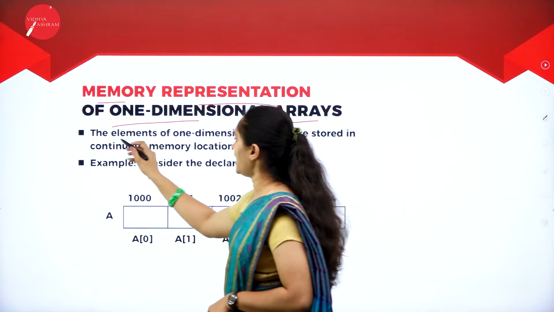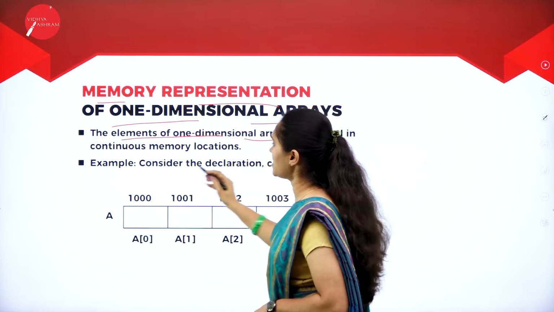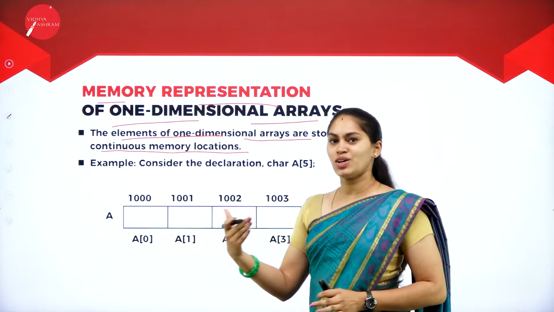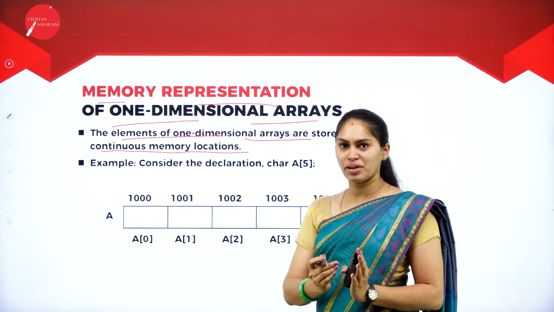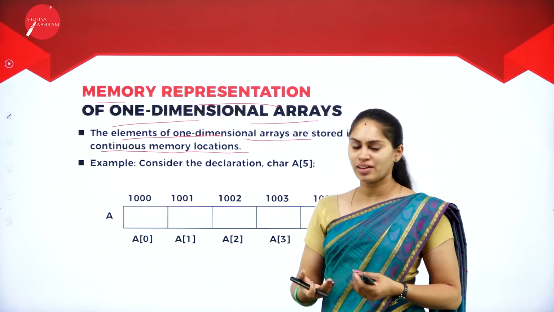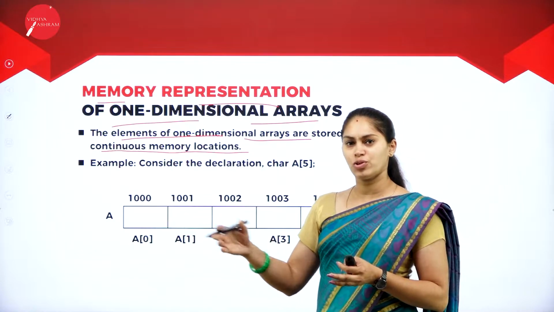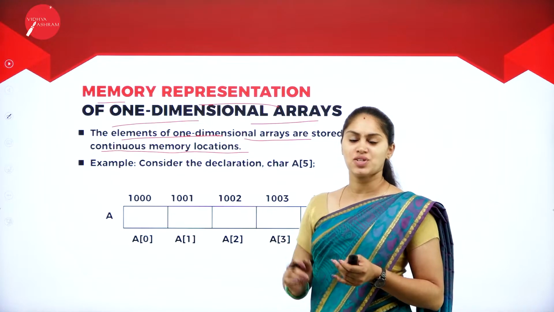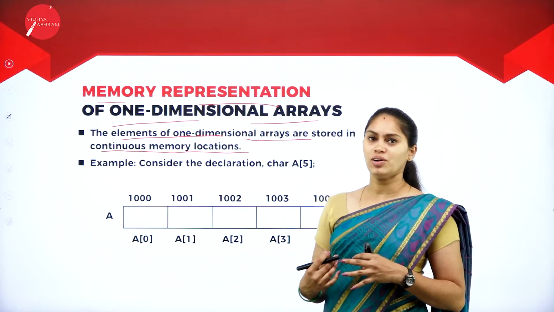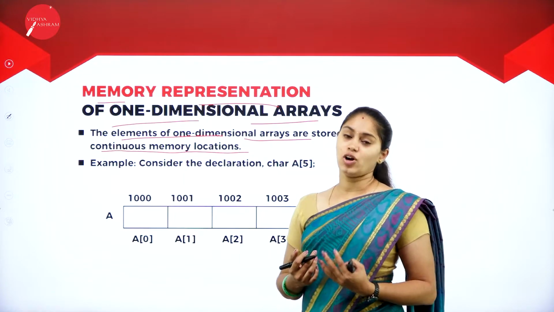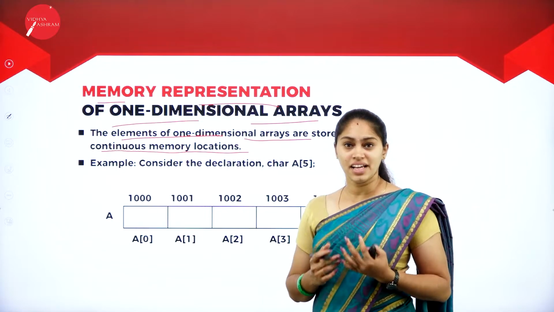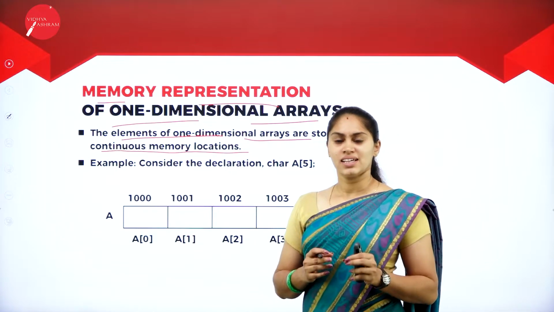Consider the elements of one-dimensional arrays are stored in continuous memory locations because these are all linear data structures. One element is going to be present after another element. If I give roll numbers as 1, 2, 3, 4, that is continuous allocation of numbering. So in this also, when we declare an array or specify the size of an array, at that time continuous memory location is going to be given.